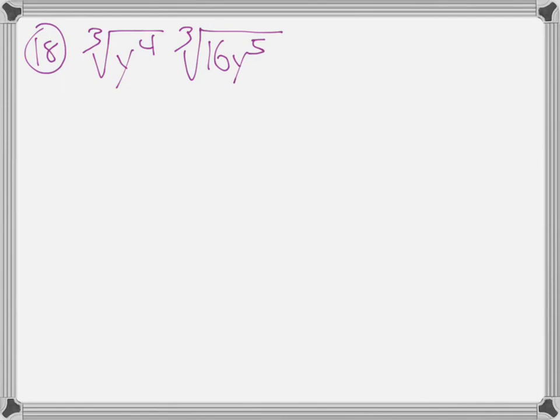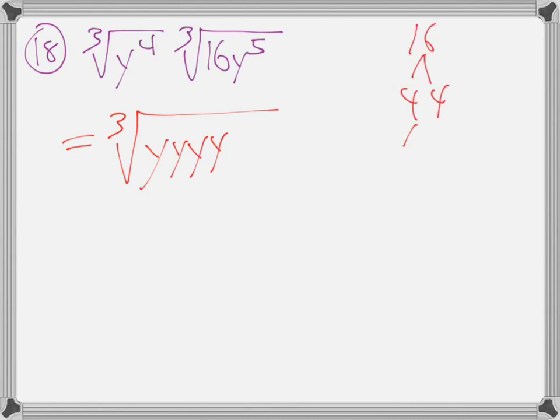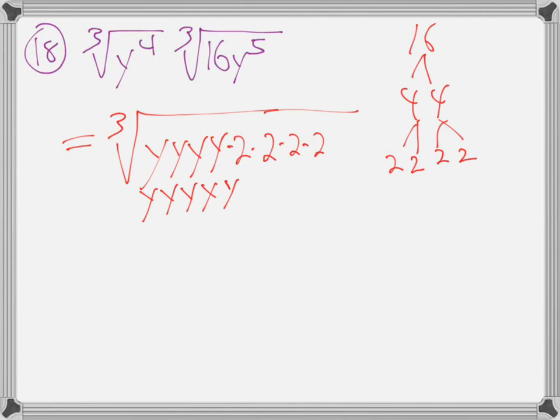All right, well, the best way is just to lump all this stuff together. Let's just put it all together. Y to the 4th. In fact, let me just write all that out. Y to the 4th is 1, 2, 3, 4 y's. 16, I'll break it down over here. 16 is 4 times 4, which is 2, 2, 2, 2. So 1, 2, 3, 4 2's, and then y to the 5th is 1, 2, 3, 4, 5 more y's. So there's all the stuff in the cube root.